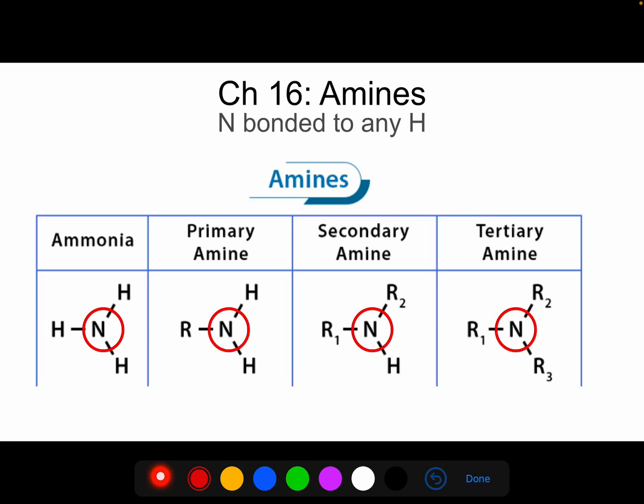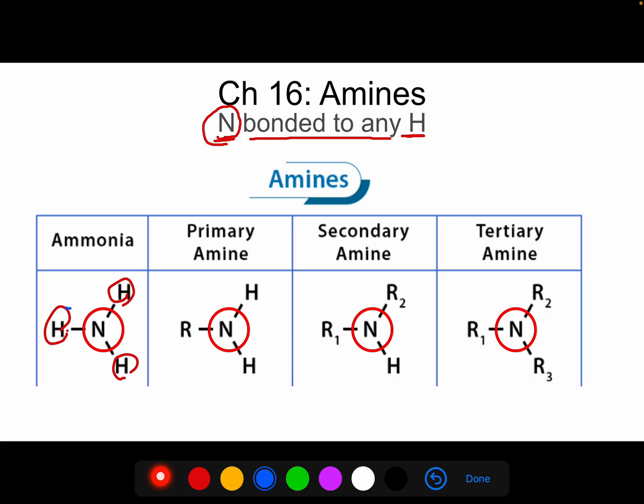Hi everyone, today we are going to go over our module 7. So we're going to start with amines. When we say amines, we are referring to any nitrogen that's bonded to any hydrogen. So the simplest amine will be ammonia, where everything that's connected to nitrogen is hydrogen, okay? So hydrogen here, hydrogen here, hydrogen here. Okay, so that's our ammonia.